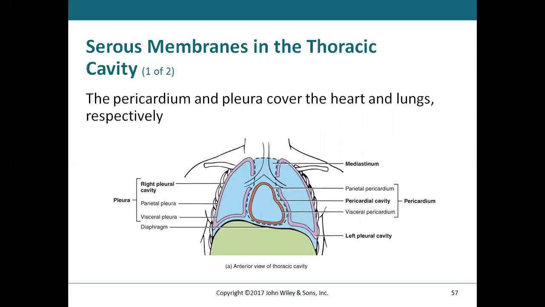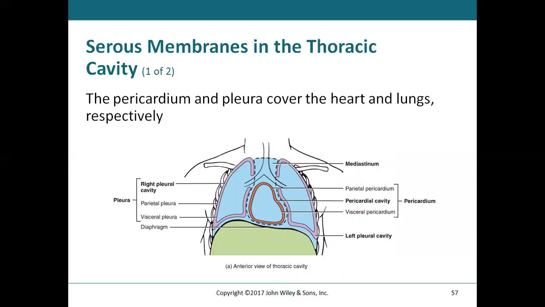Here's a really great figure showing the position of these membranes, specifically in the thoracic cavity. Here you can see the pleura that are lining the outside of the lungs. The parietal pleura and the visceral pleura, again, you have those 2 different pleural regions. The visceral is tightly bound around the lungs, and the parietal is located outside of that.